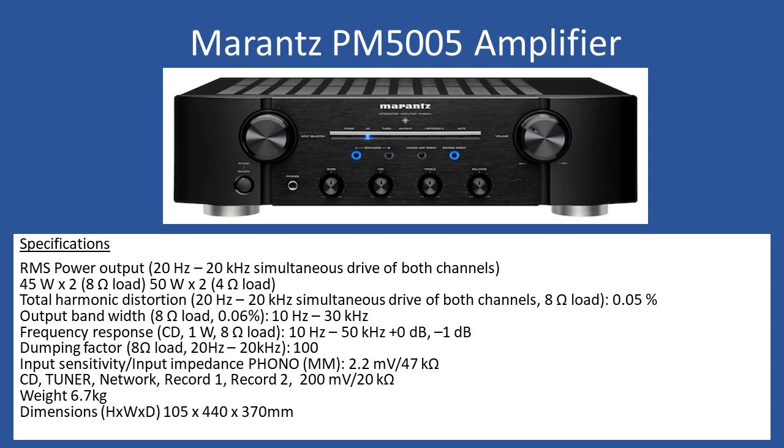And then for the input sensitivity for the moving magnet, because there's a direct connection here for a turntable, no preamplifier or equalizer is required. Input signal range is 2.2 millivolts with an input impedance of 47 kilo-ohms, and then for all of the other inputs, so that's your CD, tuner, network, record one, record two, they're all at 200 millivolts, 20 kilo-ohm input impedance. Weight is 6.7 kilograms and dimensions are height of 105, width of 440 and a depth of 370 millimeters.